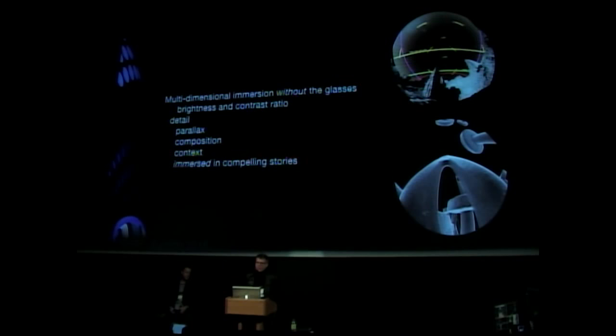The tricks for that 3D perception are based on high contrast ratio and the brightness that triggers in the design your ability to not reference the space, and the objects have a 3D aspect, parallax, the composition, the context of the scene, and literally being immersed in the story. All of those are strong 3D triggers.